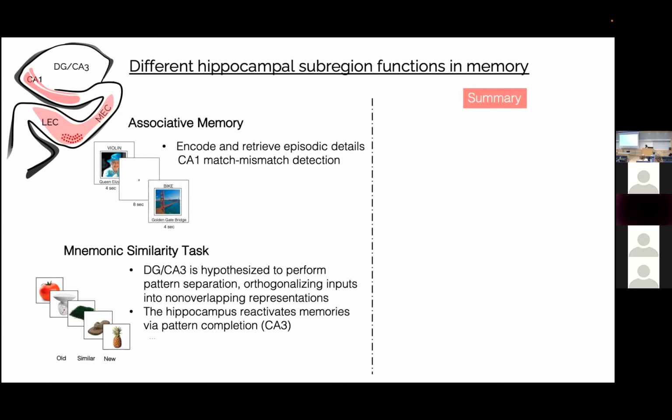And so in summary today, what we've shown is that p-tau is associated with lower CA1 volume, and it's also related to poor memory performance across the board.